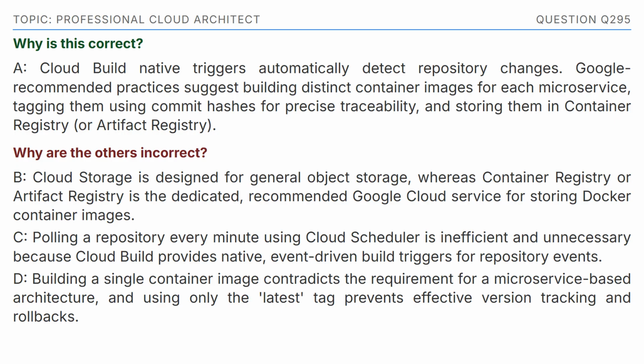Why are the others incorrect? B. Cloud storage is designed for general object storage, whereas container registry or artifact registry is the dedicated, recommended Google Cloud service for storing Docker container images. C. Polling a repository every minute using Cloud Scheduler is inefficient and unnecessary because Cloud Build provides native, event-driven build triggers for repository events. D. Building a single container image contradicts the requirement for a microservice-based architecture, and using only the latest tag prevents effective version tracking and rollbacks.